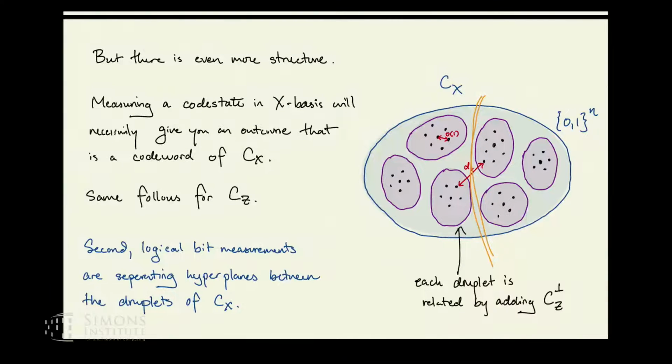But there's actually even more structure. Because if you take a quantum code state for the CSS code and measure that code state in the X basis, you will get an outcome which is a code word. So if you measured every qubit in the standard basis, it's going to give you a bit string, and that bit string has to be one of those code words. The same is going to follow if you did the CZ code, but you have to make the Z measurement, right? And secondly, there are these logical bit measurements. If you measure the logical bits of the code, they form these separating hyperplanes that divide half the drupelets on one side and half of them on the other side.